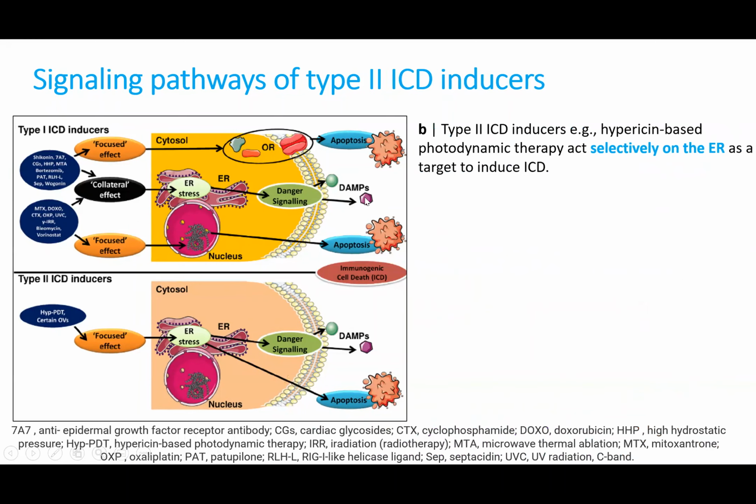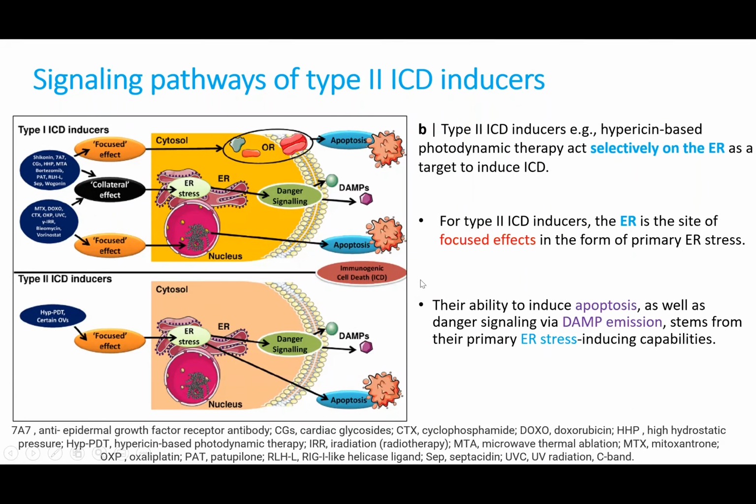However, type 2 immunogenic cell death inducers, like the photodynamic therapeutic molecule hypericin, for example, act only on the endoplasmic reticulum as a focused or primary site, and their action on the endoplasmic reticulum induces stress mediated mainly by reactive oxygen species generation. This endoplasmic reticulum oxidative stress will result in both apoptosis and release of DAMPs.